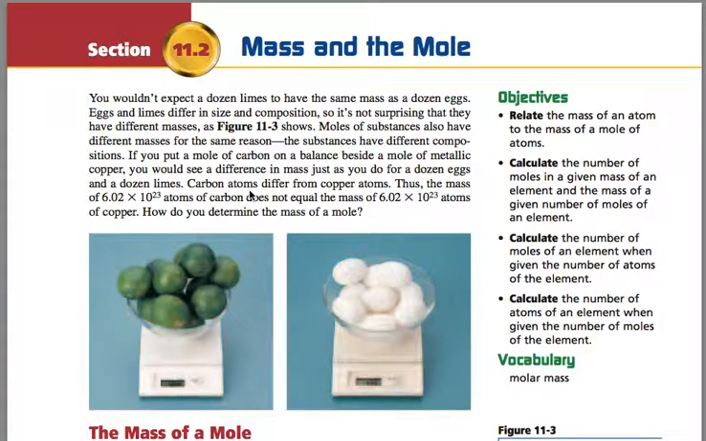Carbon atoms differ from copper atoms. Thus, the mass of 6.02 times 10 to the 23rd atoms of carbon does not equal the mass of 6.02 times 10 to the 23rd atoms of copper, right? This is a mole, right? 1 mole of carbon does not equal the same mass as a mole of copper. How do you determine the mass of a mole?